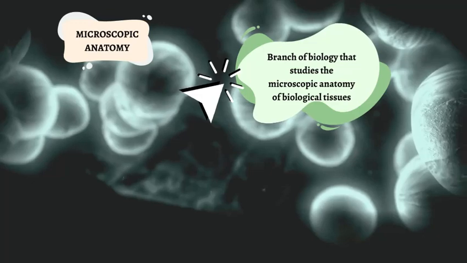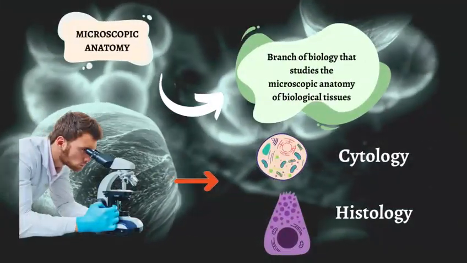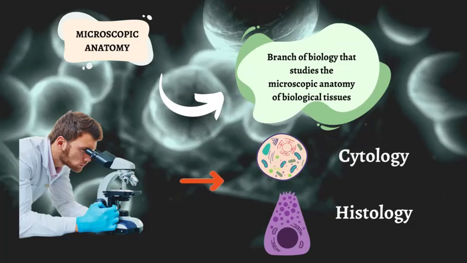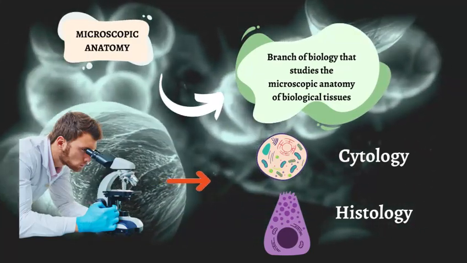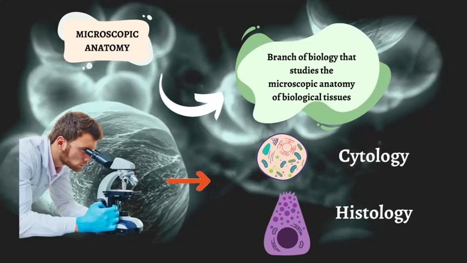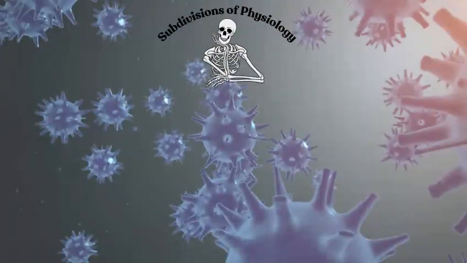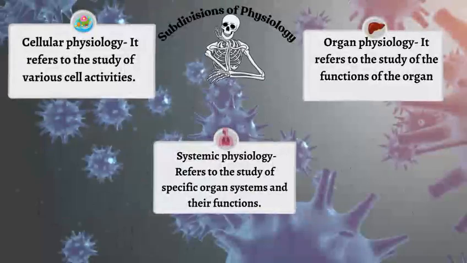Under microscopic anatomy, we have two categories. One is cytology, the other one is histology. Cytology is the study of structure and functions of cells, whereas histology is the study of organization and characteristic features of biological tissues.